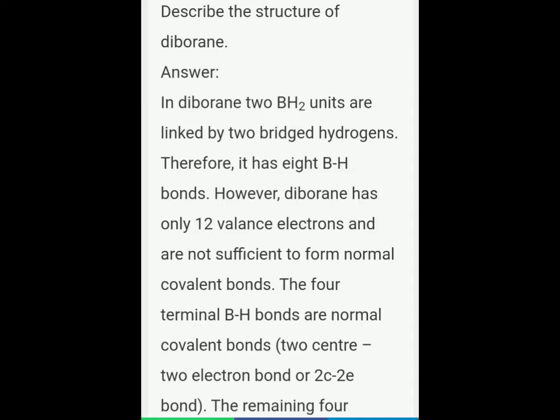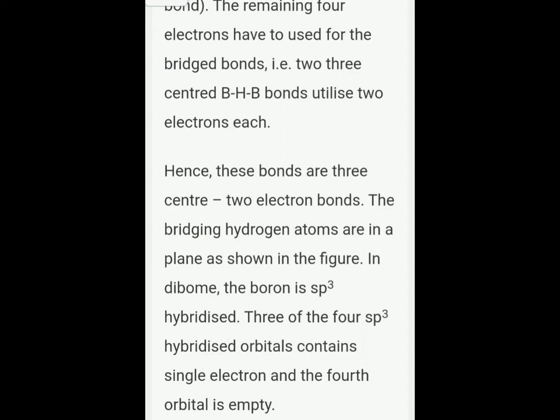So the 4 terminal BH bonds are normal covalent bonds. They are called normal covalent bonds because they involve 2 atoms, so they are 2 center, 2 electron bonds. The 4 terminal BH covalent bonds involve 8 electrons. So out of the 12, 8 electrons are used for the terminal BH bonds, and the remaining 4 electrons are used for the bridged bonds.